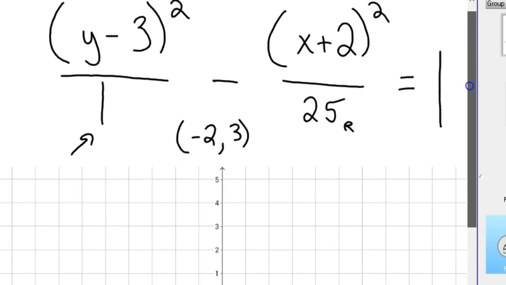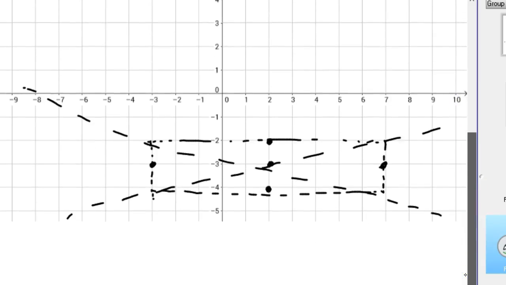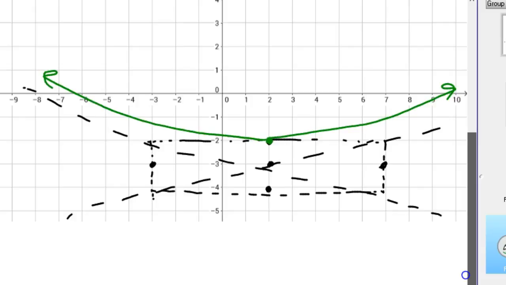Then your y leads. So this tells me that my hyperbola is going to open up and down. Here's my vertex for the top one. And then the bottom, same thing. Here's my vertex. Again, that dotted line should go through that box, or through that point. And so there's my hyperbola.